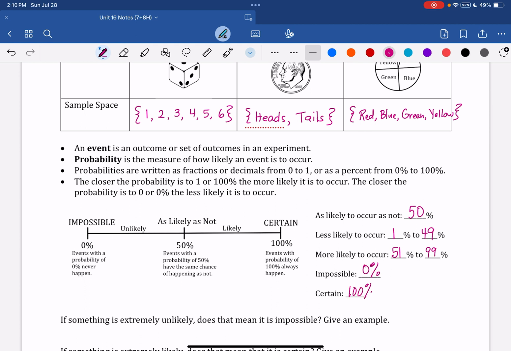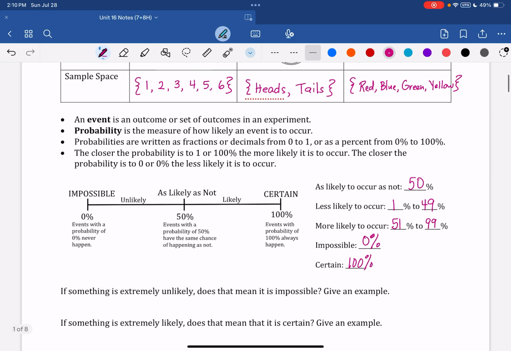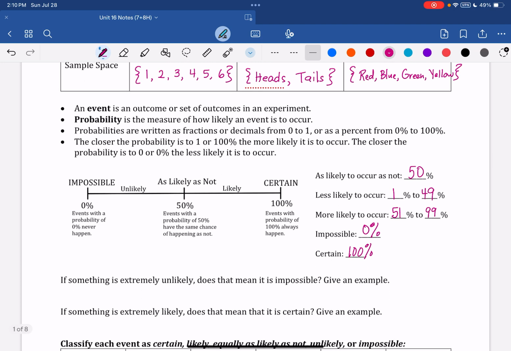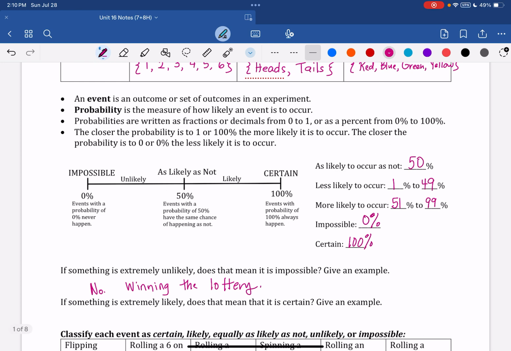Certain would be 100%. If something is extremely unlikely, doesn't mean that it is impossible. No. Winning the lottery. Being struck by lightning. Those sorts of things. If something is extremely likely, doesn't mean that it is certain. Again, no. How about having school tomorrow?